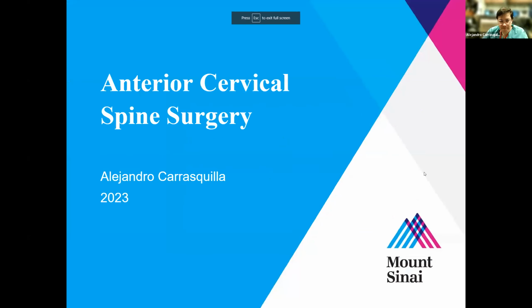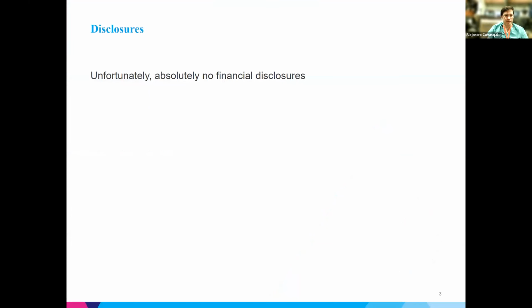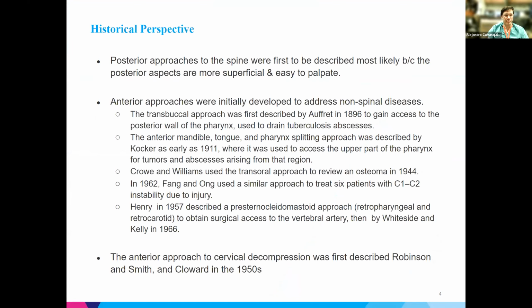Okay, great. So I'll be talking about anterior cervical spine surgery, some history, some considerations, the evolution of it, types of interbody cages, and we'll touch on arthroplasty. As when I do my taxes, not much to disclose here in terms of financial disclosures.